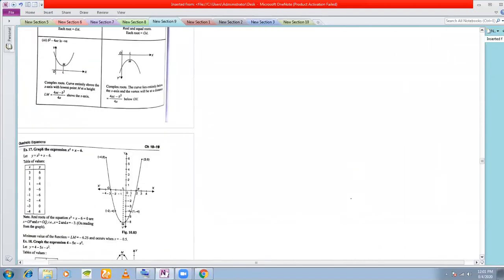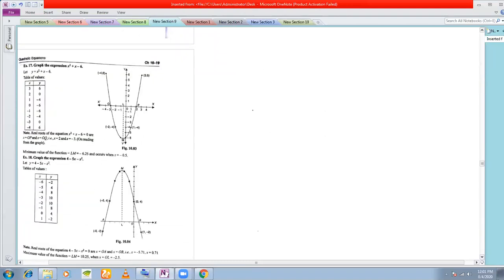So now, what we want to understand here is that a quadratic function ax square plus bx plus c, what will it represent on a graph? It will actually represent a curve like this on your graph.